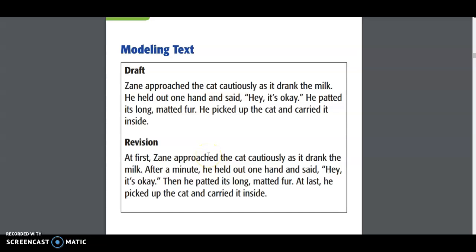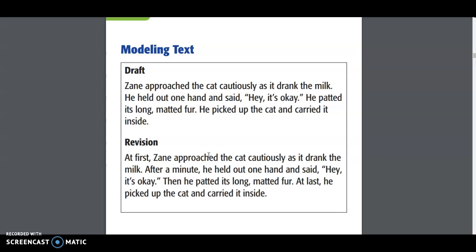All right, and it also gives the reader, which is going to be your peer or someone else, an idea of when everything's happening. Like maybe it was after a minute, it could have been after an hour. Maybe it took the cat an hour until he came to his hand. Okay? So it just gives the reader more of an idea of when your events are taking place.